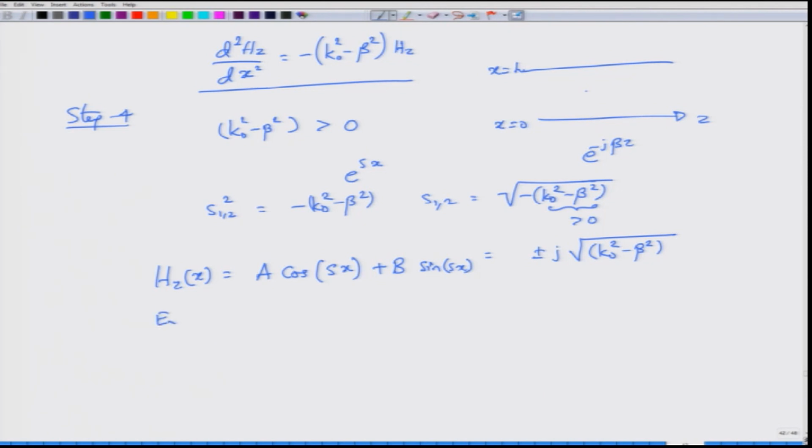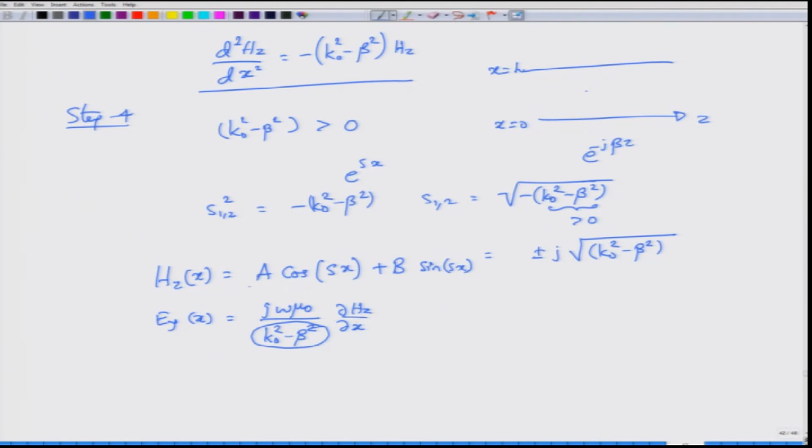Now, I know what Ey is. Ey as a function of x we have already derived. If you go back and look at the equation, you will have j omega mu naught over k0 square minus beta square in the denominator, times del Hz by del x. You can see the previous equation out there, and of course, k0 square minus beta square is actually a positive quantity. So, I can just write it as it is. Now write down what is del Hz by del x here.